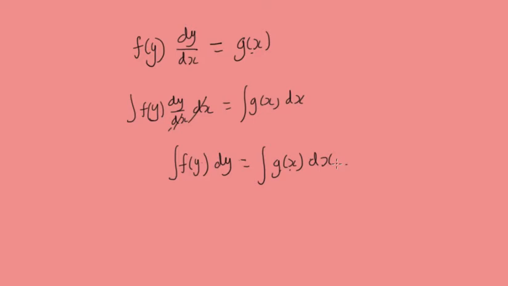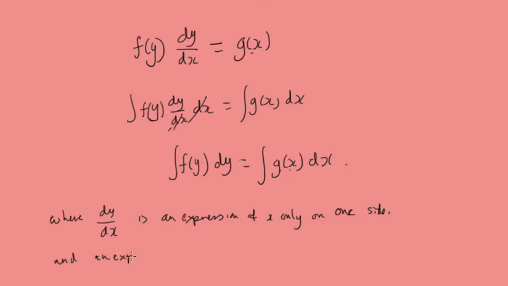So this applies in the case where dy by dx is an expression of x only on one side, and an expression of y times dy by dx on the other. So let's do some examples to see this at work.